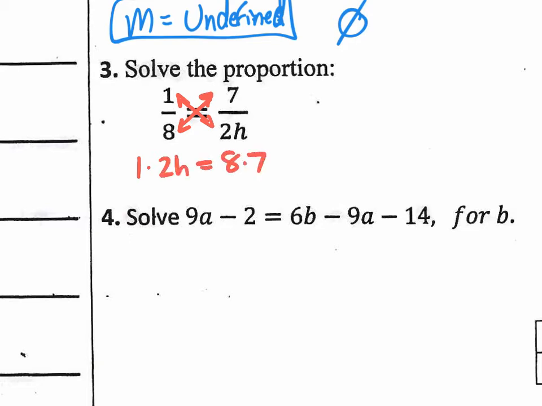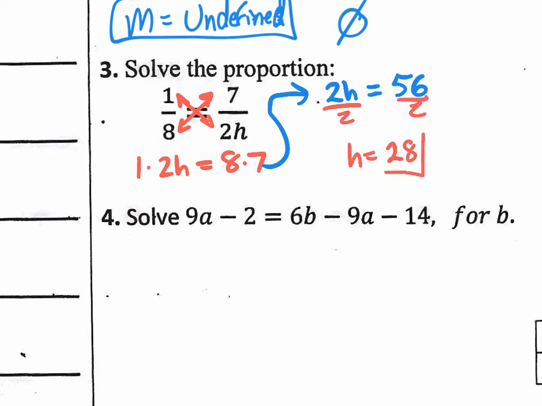So in reality, we have the equation 1 times 2h is 2h, and it really does equal 56 because 8 times 7 is 56. So that's a simple equation to solve. All I need to do is divide by 2, and h will equal 28. And that's your final answer for number 3. Super easy. This will be on the final.